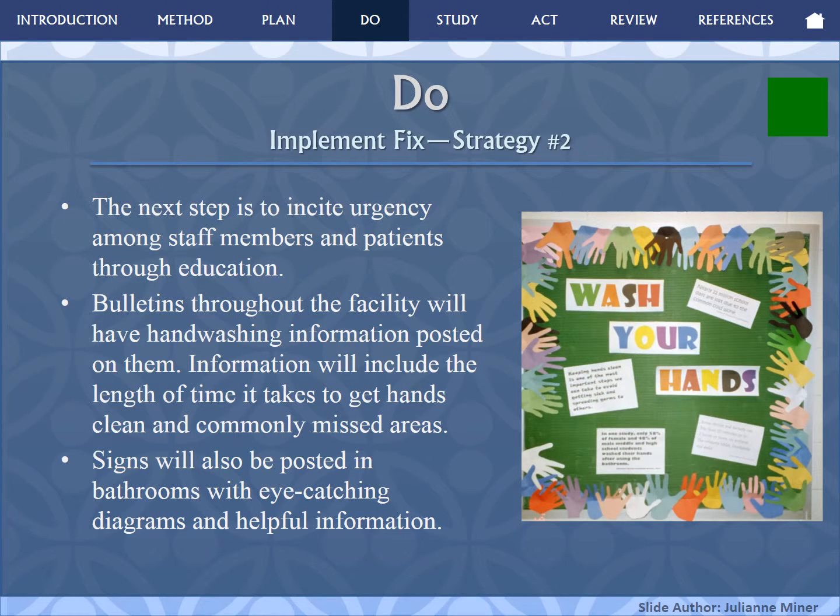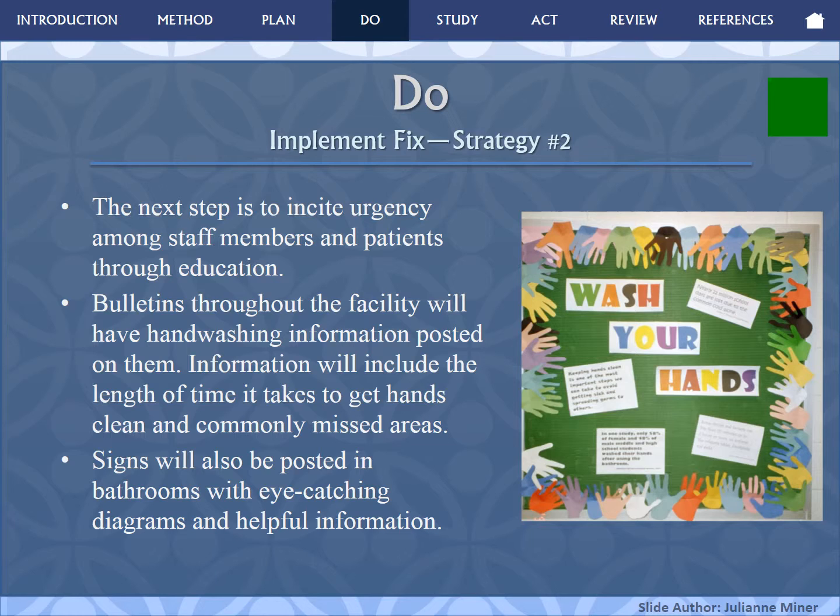The second strategy we will use to implement our fix is to incite urgency among staff members and patients through implementing an educational program. This program will include all sorts of information that will help employees and patients alike understand the importance of hand washing and debunk some of the common misconceptions. Additionally, this program is intended to help personnel see how hand washing relates to decreasing the number of HAIs.